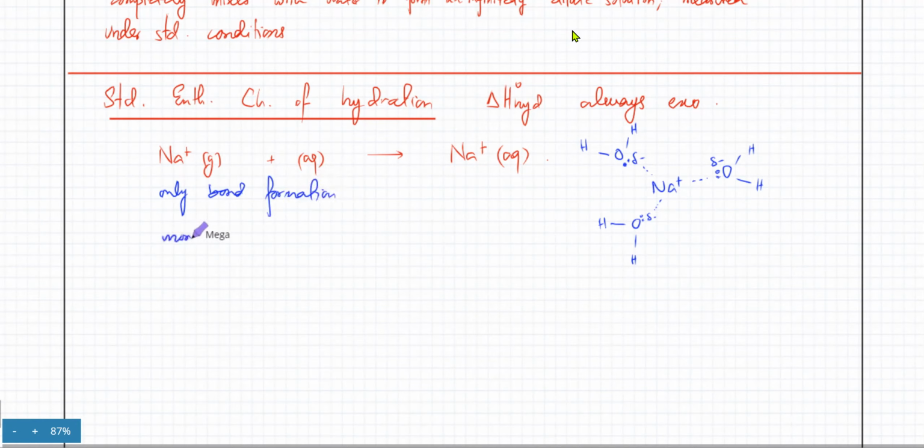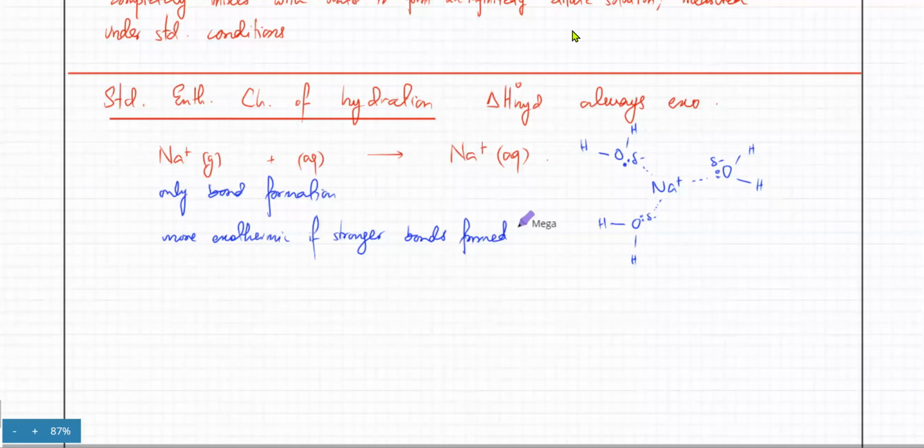It's going to be more exothermic if stronger bonds are formed, or there are stronger attractive forces between the ion and the solvent, which is water in this case. Stronger bonds are formed if the charge is greater. Na plus 1 would have a weaker attraction for water molecules, but if the charge was greater, like Al3 plus, then the attraction would be a lot stronger. So more charge, and the ion size is smaller. Smaller ions always form stronger bonds.